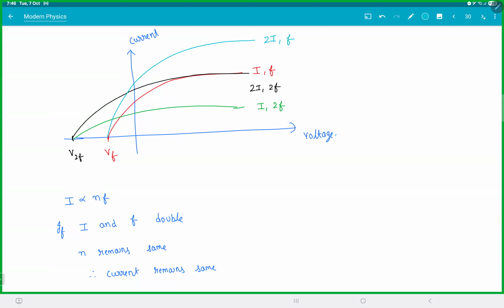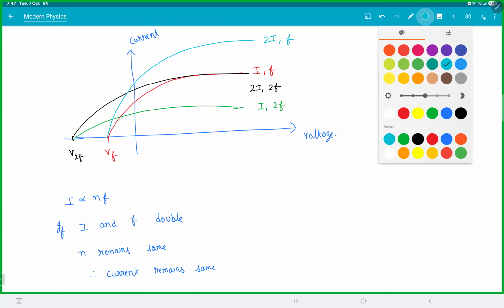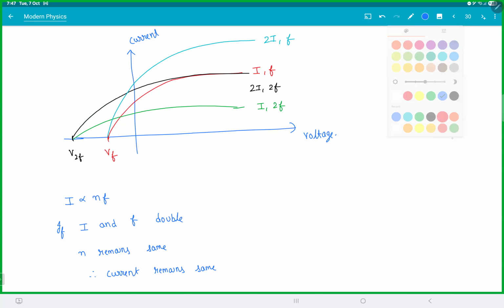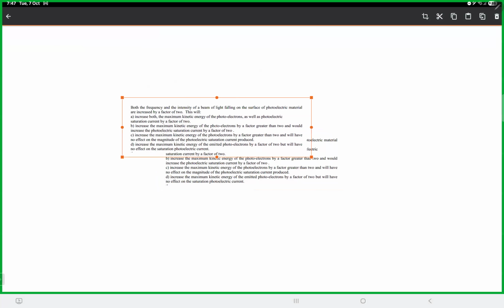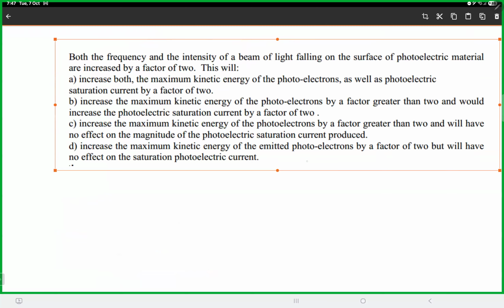All clear with this? This is an important thing. Current depends on number of photons per second, not on intensity. Any doubts on this? So let me show you how they'll frame this as a statement question. So graphs is a good one. They never asked anything like this. But if you try to put this as a statement question, it would be of this sort. Let's get this.